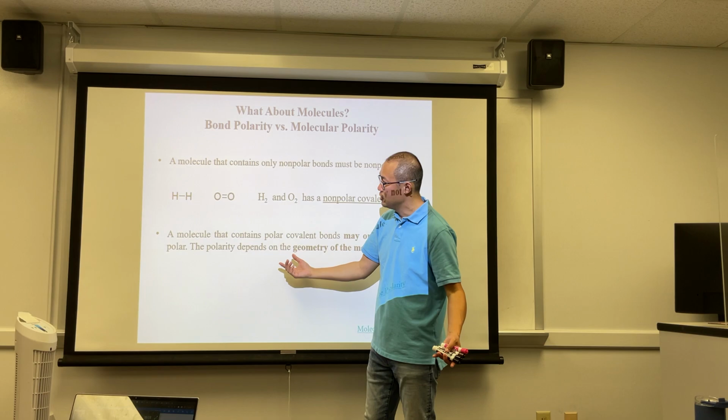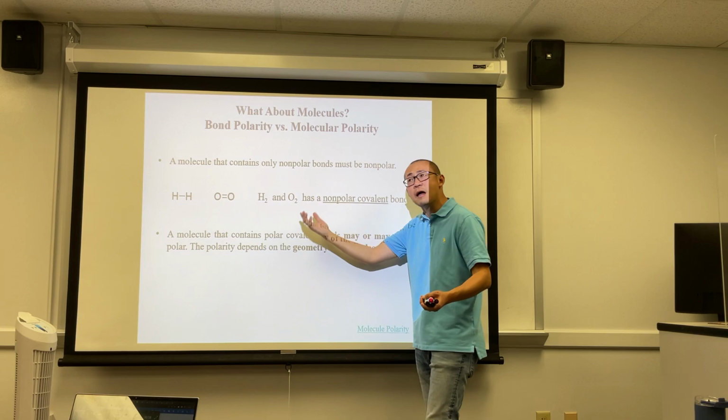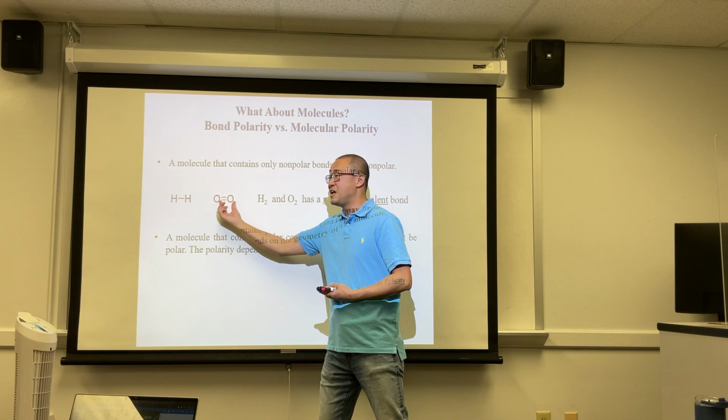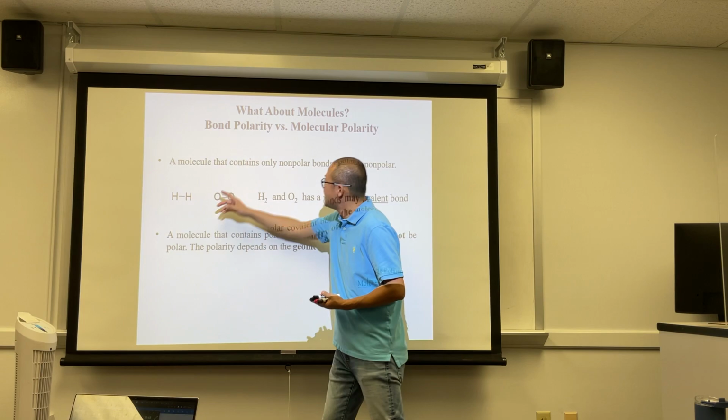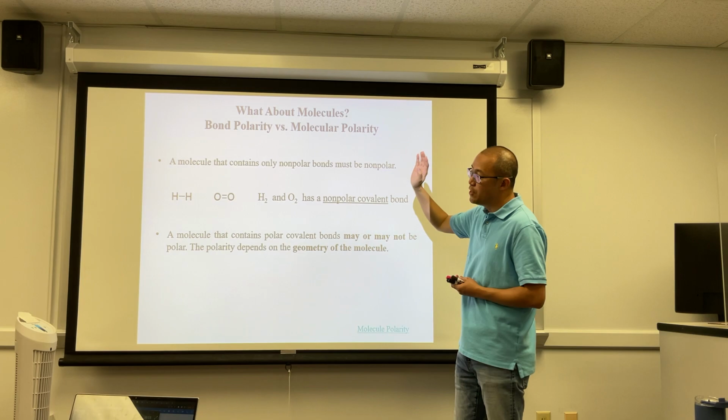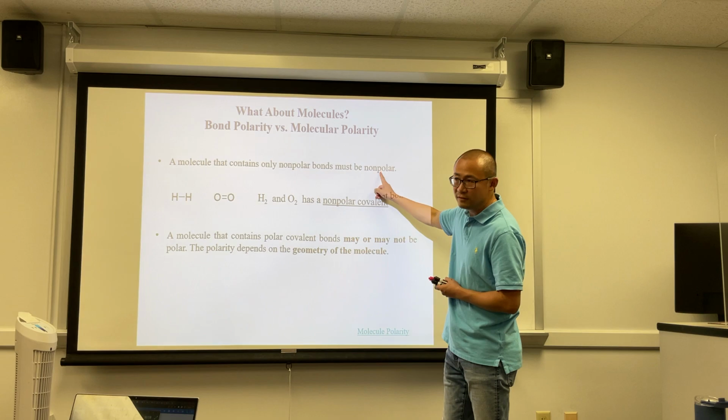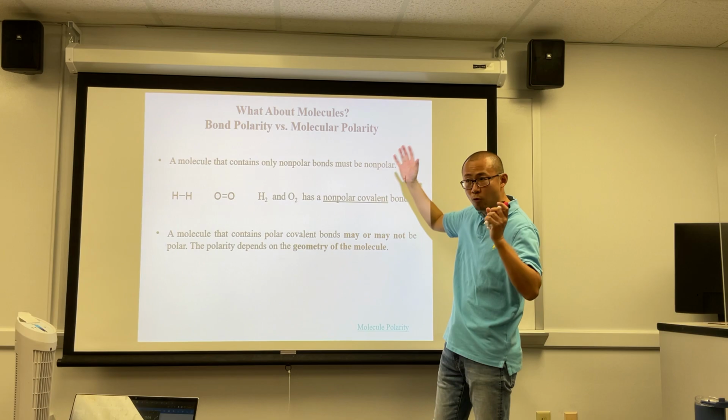So a molecule like this, with the same type of atoms, has the same what? Electronegativity. If they have the same electronegativity, that means the bond is nonpolar. So when a molecule like this only contains nonpolar bonds, then the molecule itself is also called nonpolar. Good? That's one thing. Again, now we're talking about the whole molecule. But these molecules are too simple because they only have one nonpolar bond.